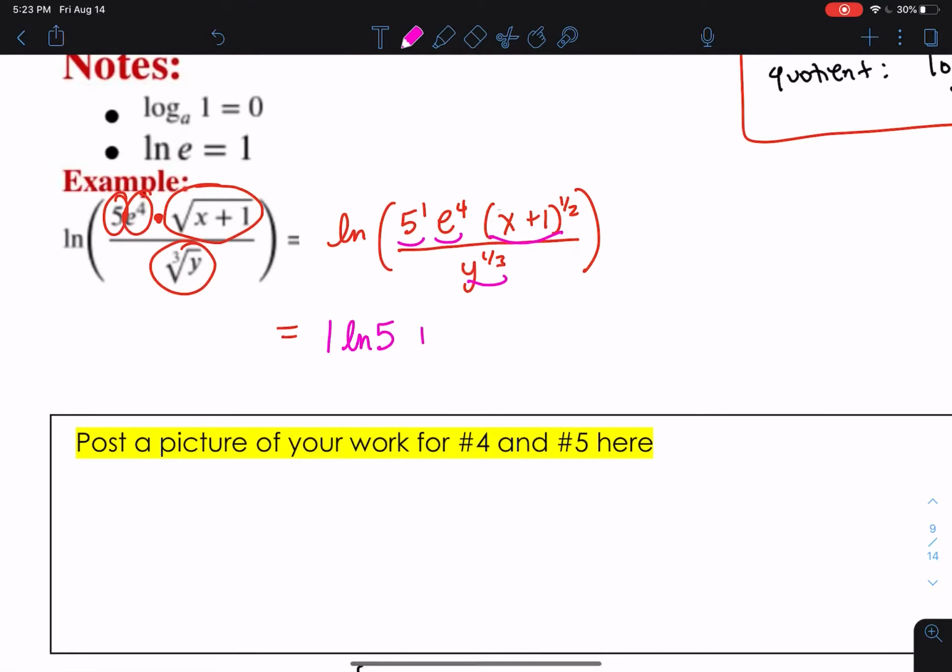Next, I'm going to put plus 1 natural log of e. Do you know why I put a plus sign? It's because it's coming from the top, so these are all going to be adding. The only thing that's going to get subtracted is the term that's in the denominator. So it is following the same rules. Plus 4 ln e. See if you can do the last two terms yourself. Pause the video.